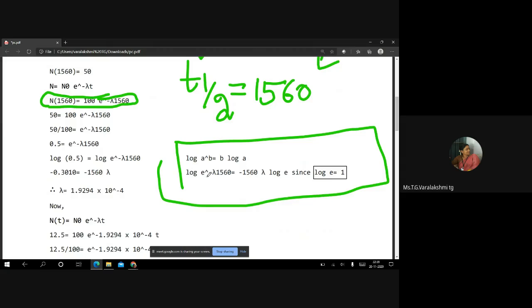Log of e power minus lambda 1560, where this lambda acts as a and 1560 will be b. Accordingly we will write this, and log e is 1. It is simply 1, so only this part of the equation will be written. That is over here you can find. By doing the cross multiplication, it is easy to find the value of lambda. Once you do this, take the formula.